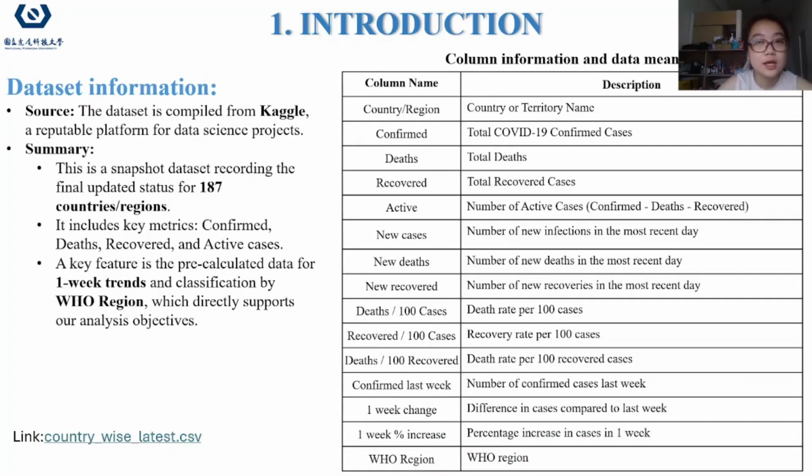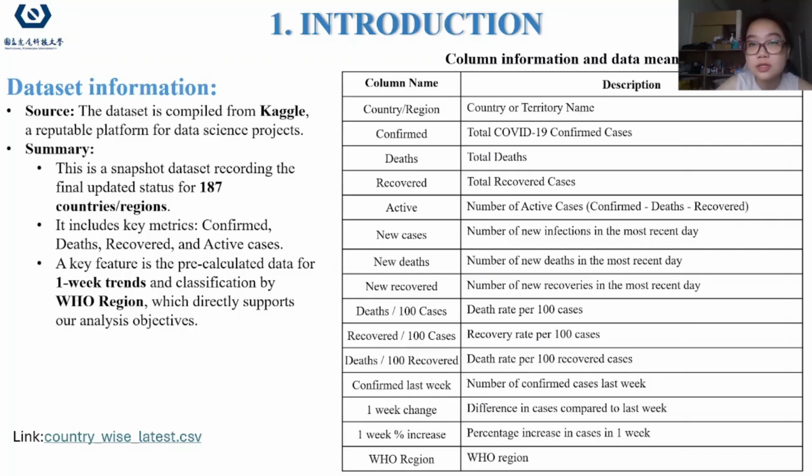As I told you, the data comes from Kaggle, and it is a snapshot dataset recording the final update status for 187 countries or regions. It includes key metrics like confirmed cases, deaths, recoveries, and active cases. A feature is pre-calculated data for 1-week trends and classification by WHO region, which directly supports our analysis objectives. You can look at the table here on the right. It has the column names and the descriptions.